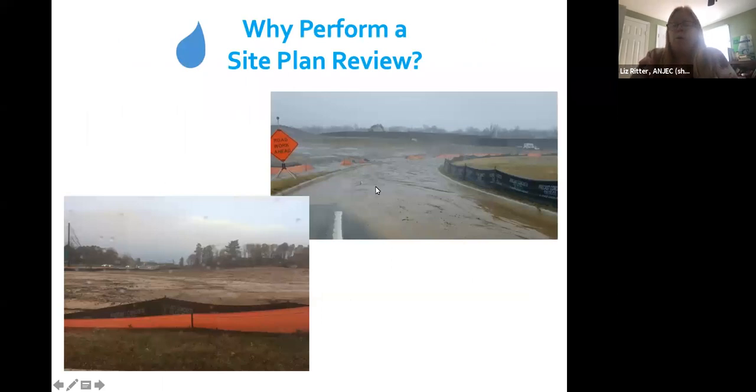So why would you want to do a site plan review? Well, maybe you'll notice that the plan for erosion control during the construction is not so good, and you might prevent this sort of situation that happened in Parsippany with a muddy road and the retaining wall sort of exploded when there was rain that wasn't planned for, or that wasn't properly planned.